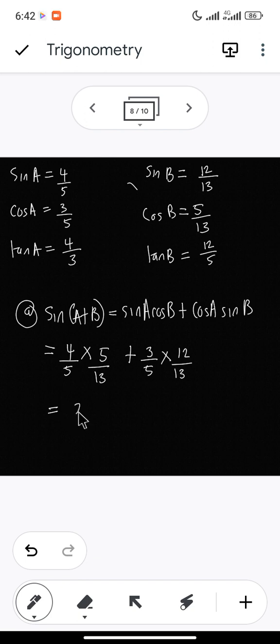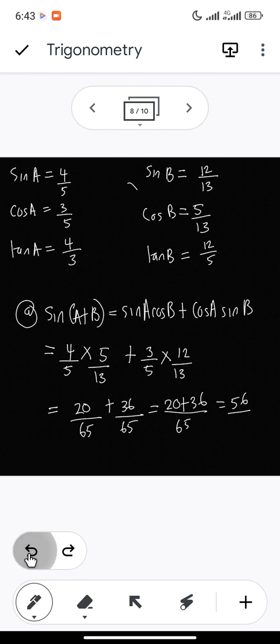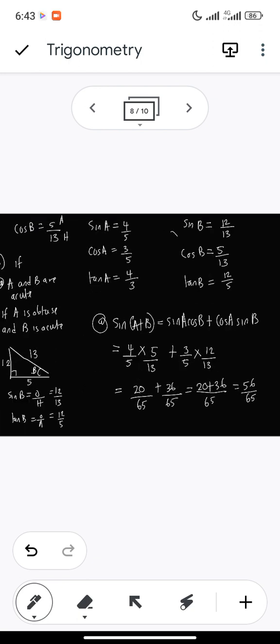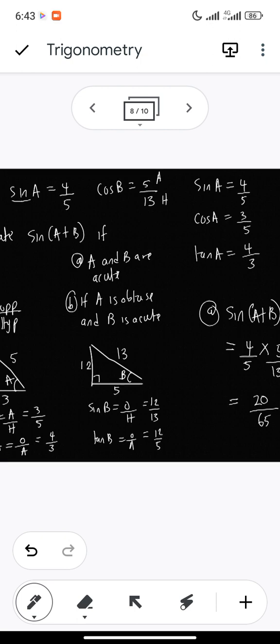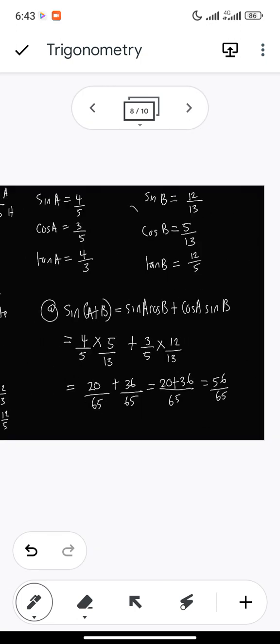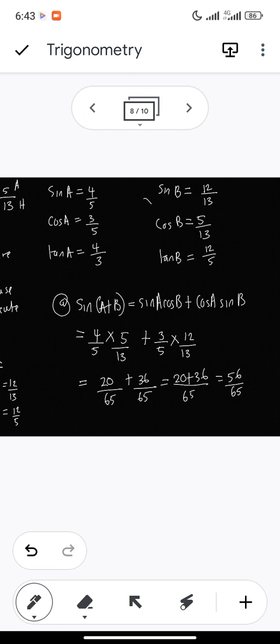4 times 5 gives us 20. 5 times 13 gives us 65, plus 3 times 12 gives us 36. 5 times 13 is 65. Similar denominators, 20 plus 36 over 65. This gives us 56 over 65. This is basically the solution for the A part. Now the A part says that if A and B are acute, you don't need to consider anything. So this is your answer, 56 over 65.